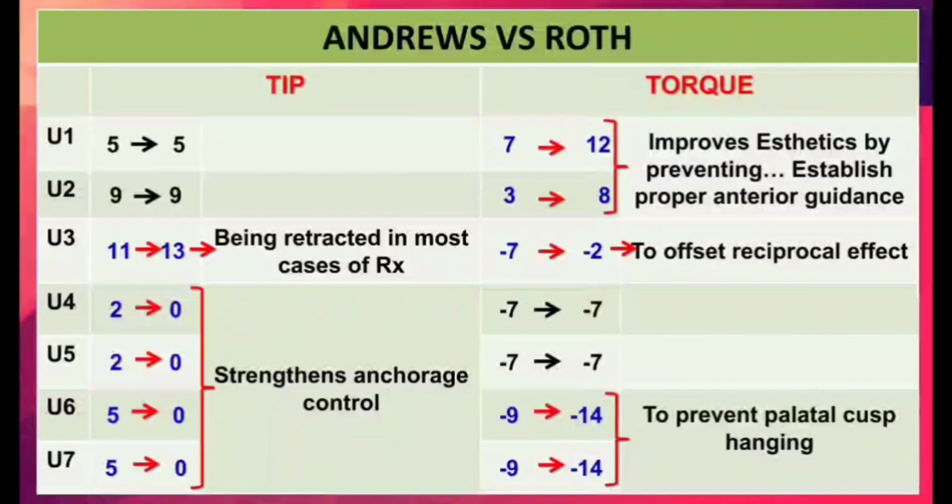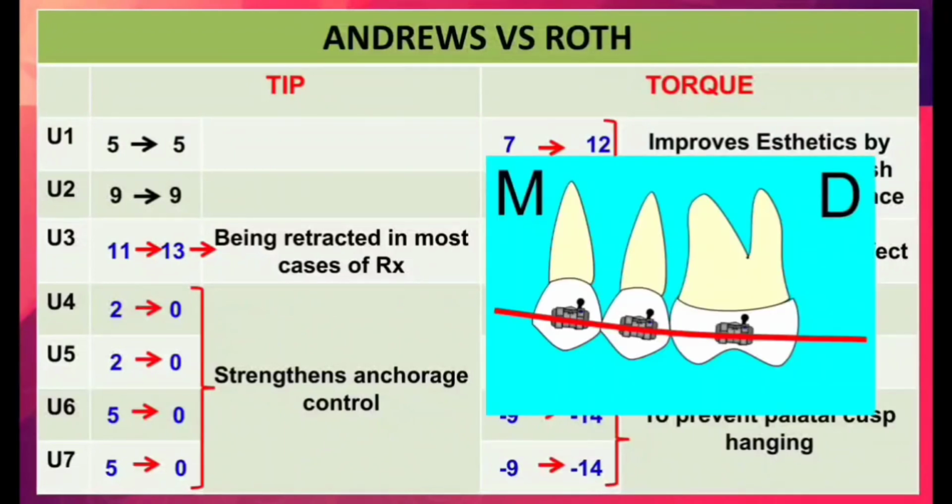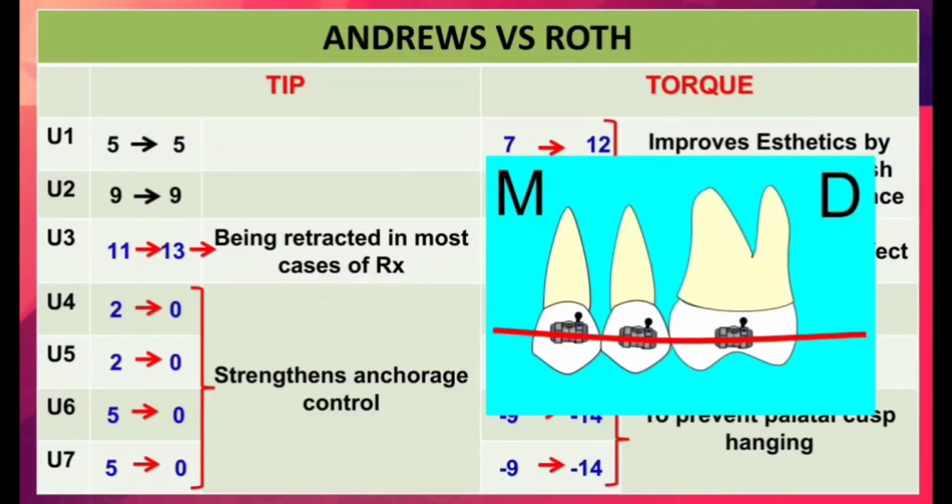Now let's discuss Andrews versus Roth. I know this is a back-breaking question for most of the people and even for me. So we tried our best to simplify it for you. First, we will be dealing with upper arch followed by lower. If we look into the tip values of incisors, these were maintained same by Roth as Andrews, and canine tip was increased by Roth because they are being retracted in most cases of treatment. And posterior tip was also decreased and made 0. That is, Roth eliminated mesial tip to strengthen anchorage control.